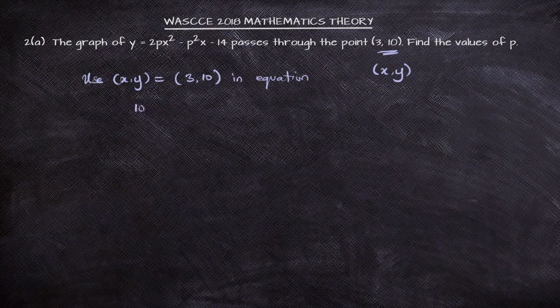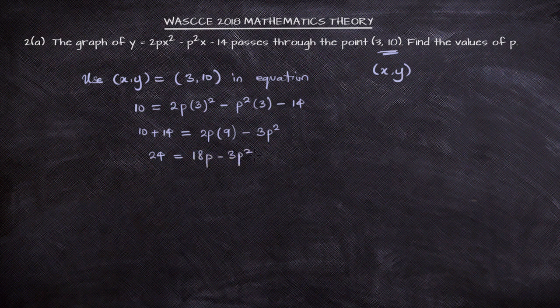So from our equation, y is now 10, we have 2p, x is 3 squared, minus p squared, x is 3, minus 14. If you are to take 14 to the left hand side, it will become plus. So we have 10 plus 14 equal to 2p times 3 squared, which is 9, minus p squared times 3. That will give 3p squared. So here we can have 24 is equal to 18p minus 3p squared.